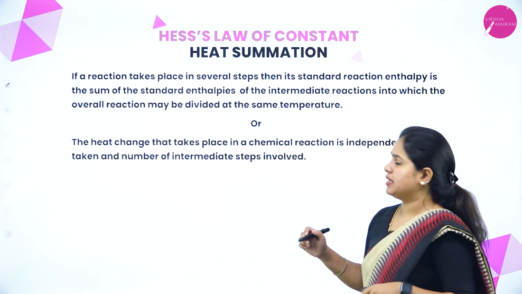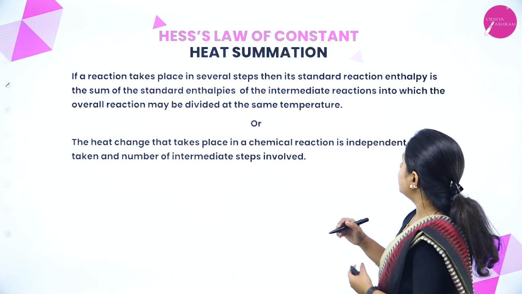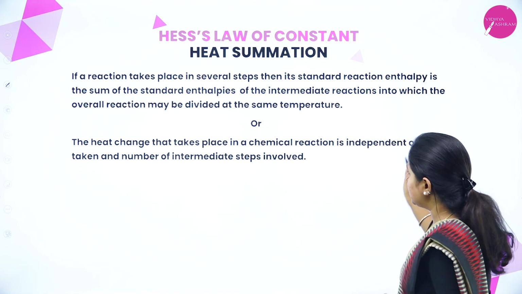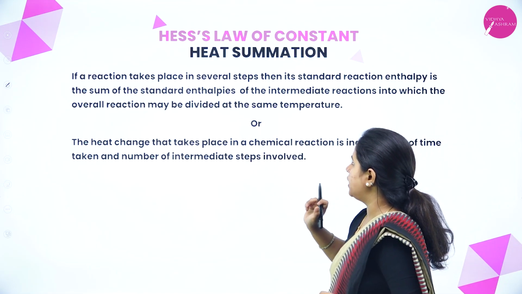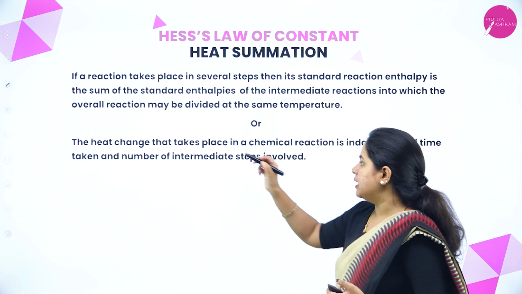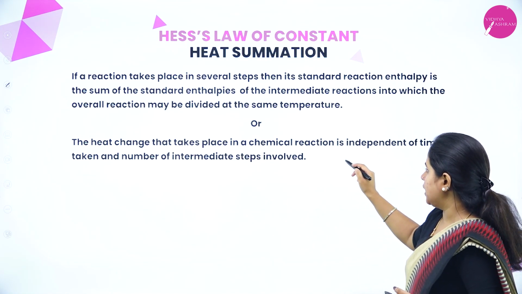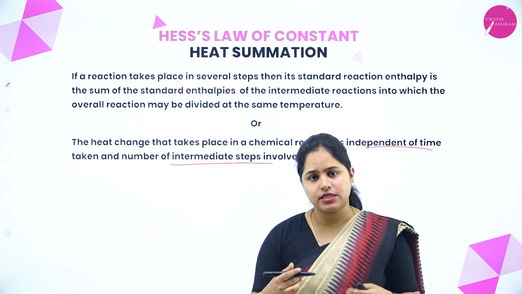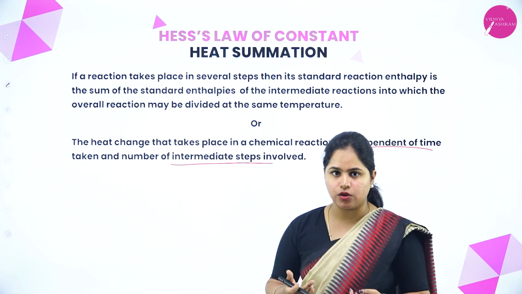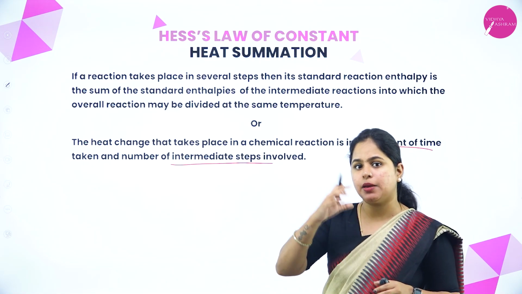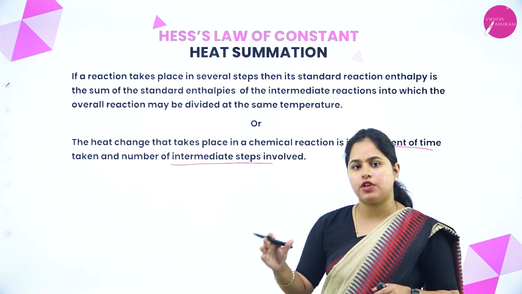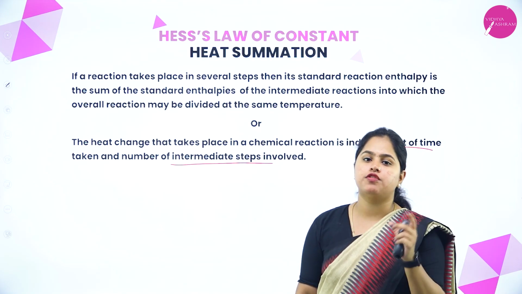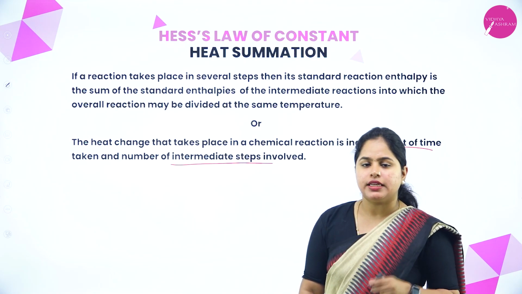If a reaction takes place in several steps, then its standard reaction enthalpy is the sum of standard enthalpies of the intermediate reactions into which the overall reaction may be divided at the same temperature. Or, the heat change that takes place in a chemical reaction is independent of time taken and number of intermediate steps involved. So that means the total enthalpy of the reaction can be calculated even if the reaction is taking place in several steps, by taking the sum of the enthalpies of each of the intermediate steps. I hope that is clear.